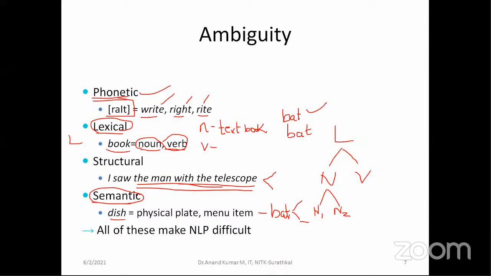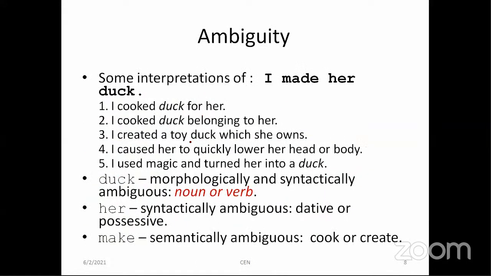Yeah, exactly correct. Desert comes under semantic level ambiguity. Thank you, ma'am. So this is the difference between lexical level ambiguity and semantic level ambiguity. Both deal with words. Structural level ambiguity is a complete structure, and phonetic level ambiguity we have seen. So these are the issues making NLP complex.